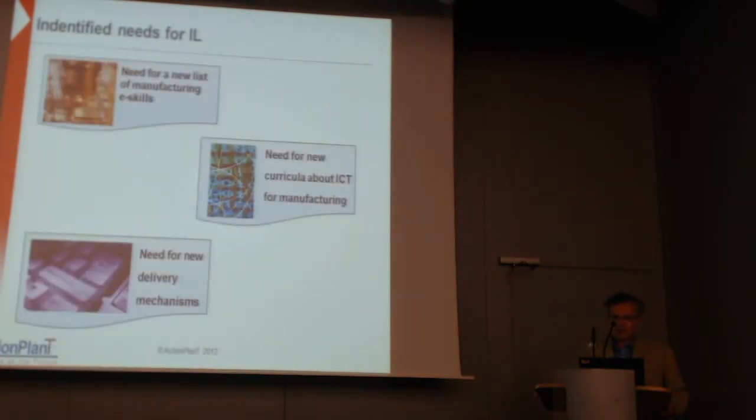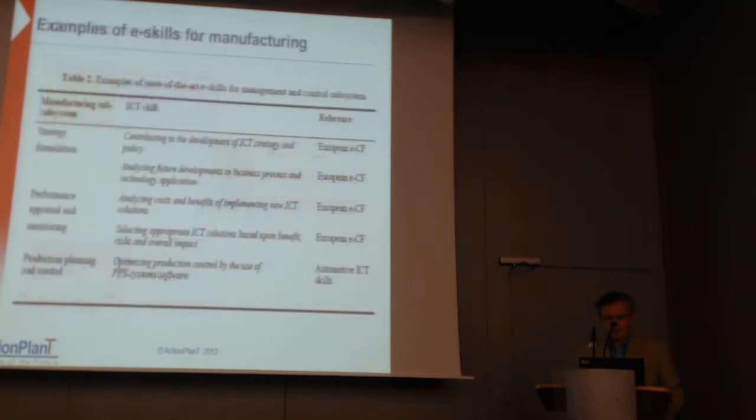And the needs that we identified for this is a new list of manufacturing skills. So we reviewed e-skills from the European Commission initiative. There is a lot of activity there about e-skills, and also all over the world. But about manufacturing, there is not a lot. So this will require curricula about ICT for manufacturing at various levels, and then a need for new delivery mechanisms, exams, as you have seen already.